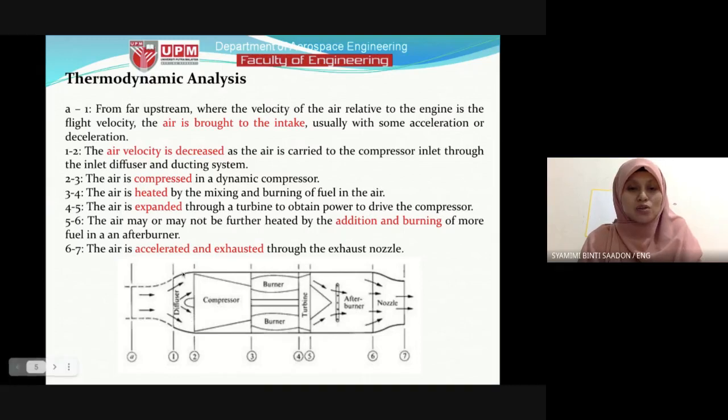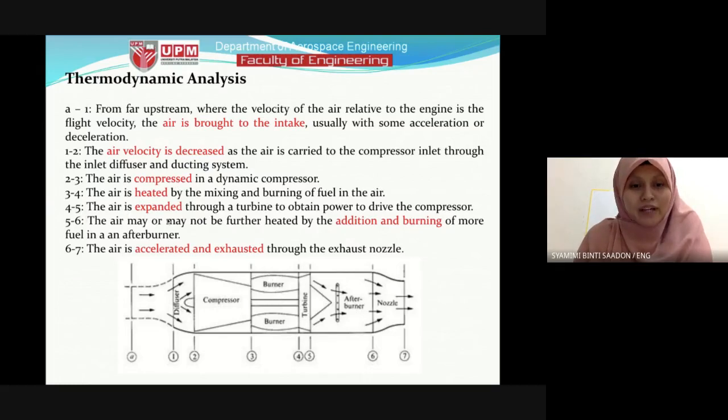Next, 2 to 3 is the compressor, where the air is compressed in a dynamic compressor. Of course, other than compression, the pressure will also increase in the compressor. 3 to 4, the air is heated by the mixing and burning of fuel in the air. So the fuel and the oxygen in the air will mix up, the combustion process will occur here, and the temperature will heat up.